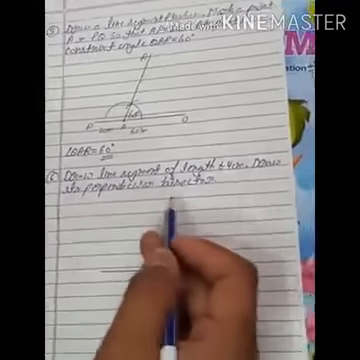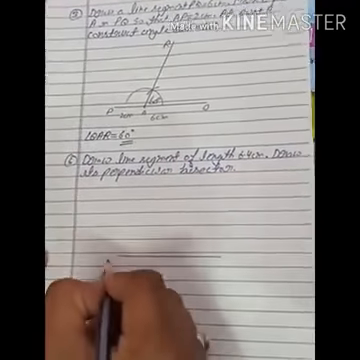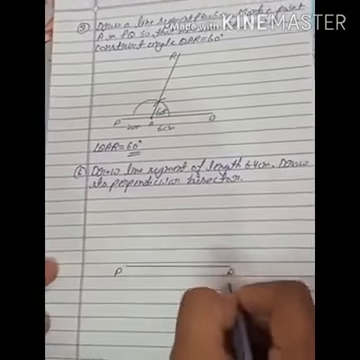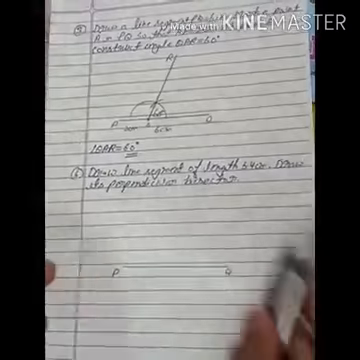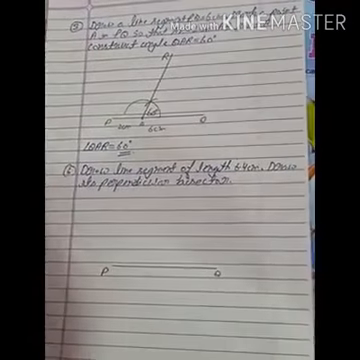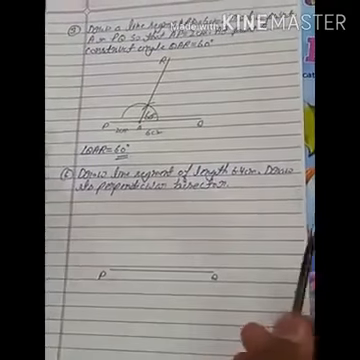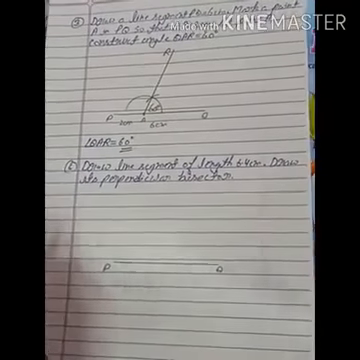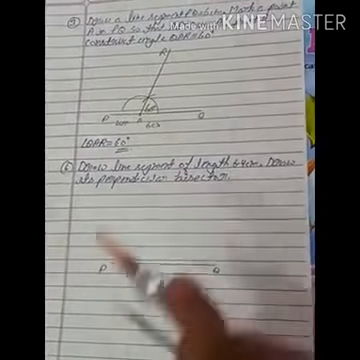Name is not given, so we can write any name. It is better to write PQ. So draw its perpendicular bisector. So we have to draw the perpendicular bisector. So see how we will draw perpendicular bisector.